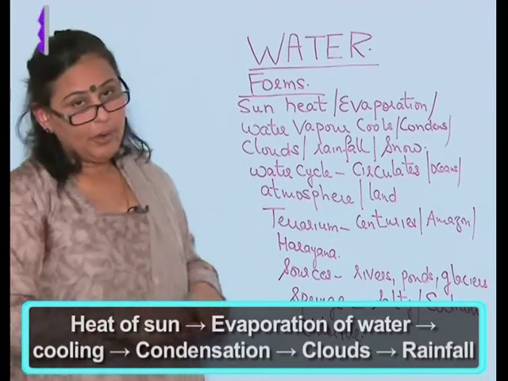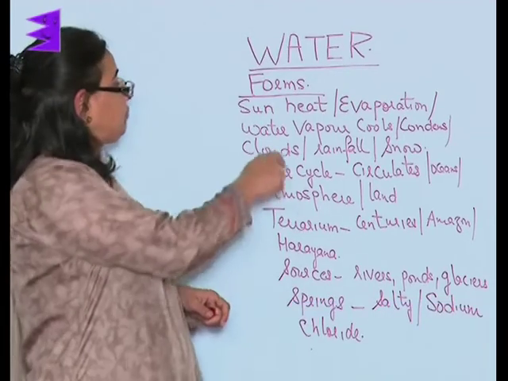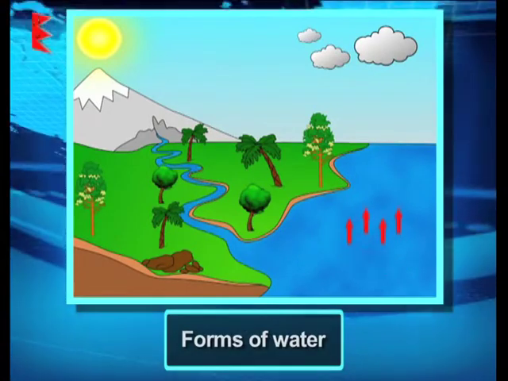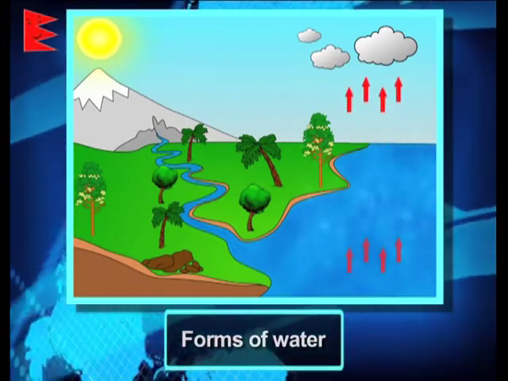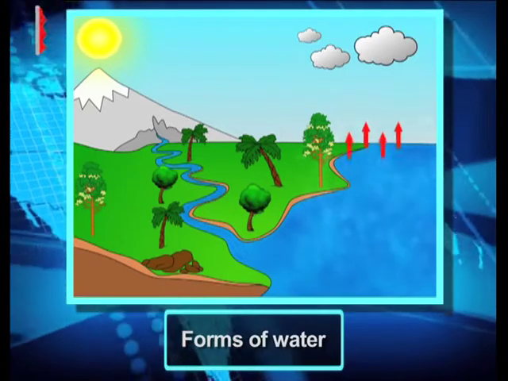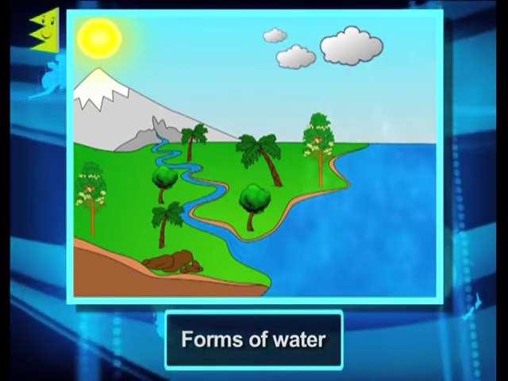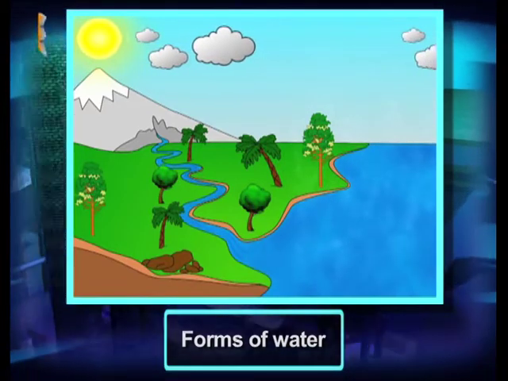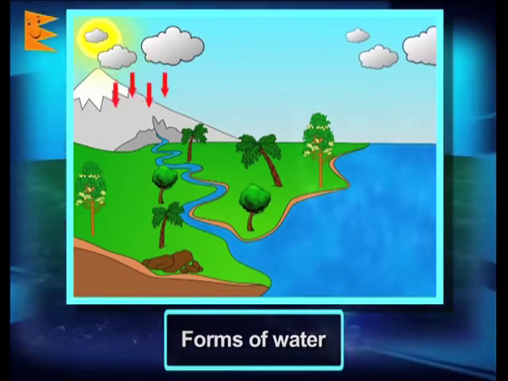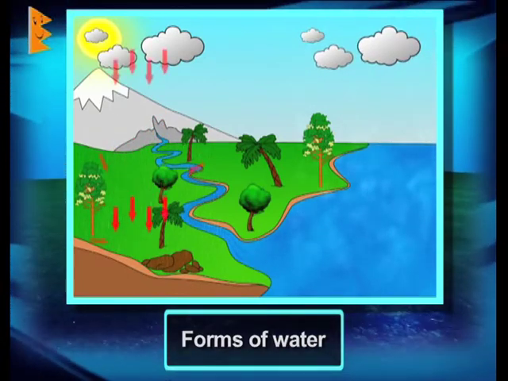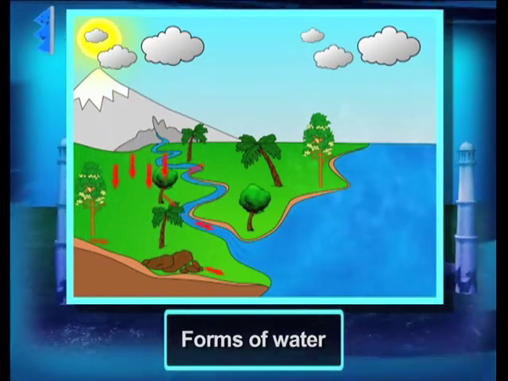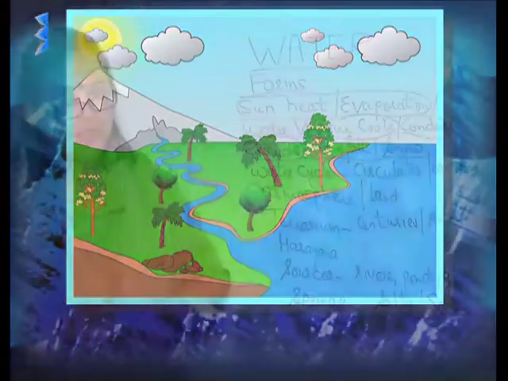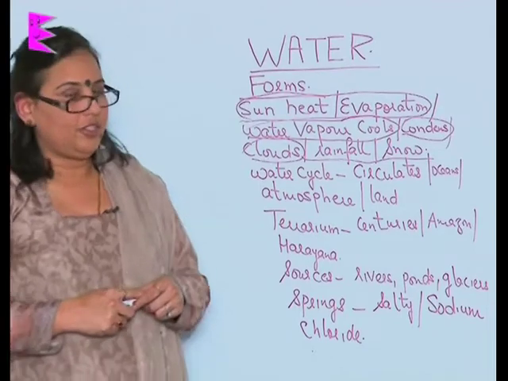We are once again going to understand the forms of water. When the sun heats, leading to evaporation, water vapor is formed. This water vapor, when it cools, leads to condensation. The condensation leads to the formation of clouds, and the clouds, when they pour in the form of rainfall, snow or sleet, those are the various forms of water which are there in nature.